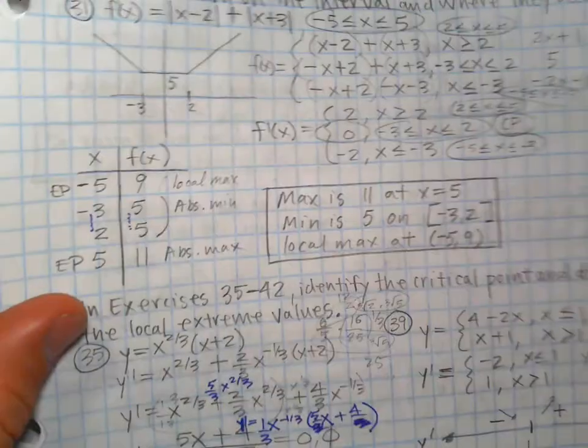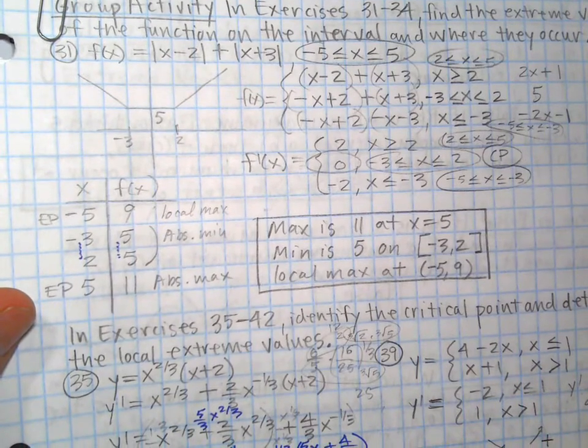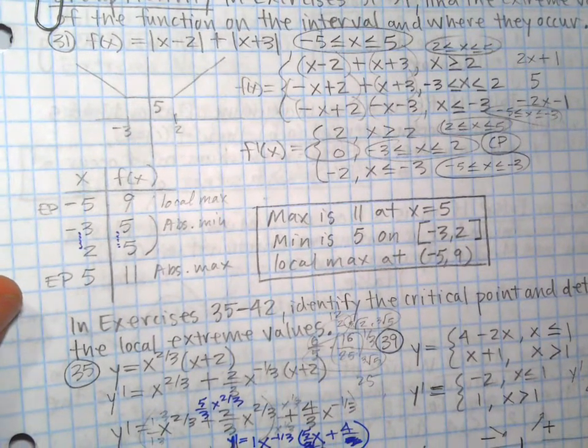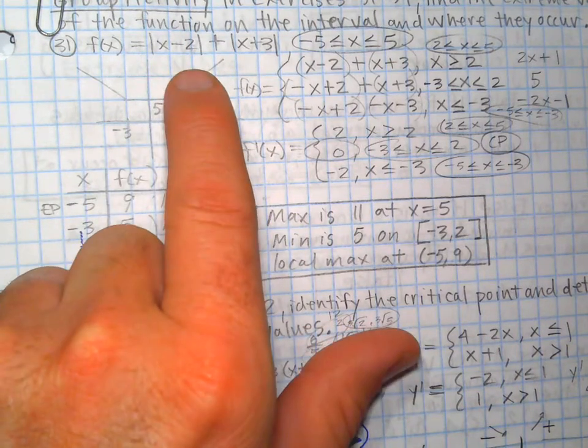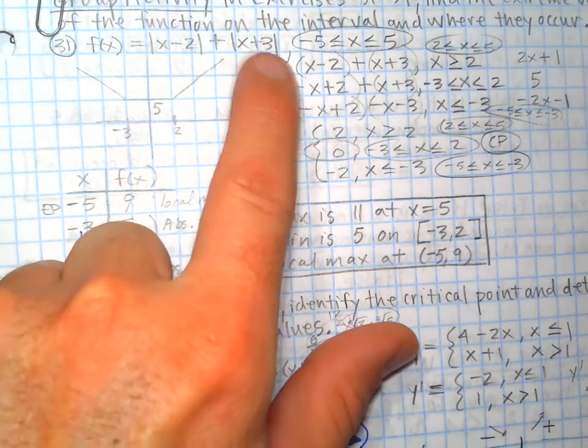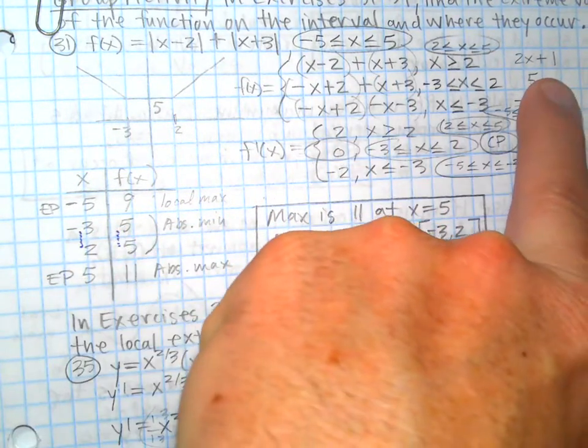And then 31. 31 is kind of funky. So you're trying to find the extreme values. It's a function with a bunch of absolute values. Now, one way to deal with absolute values is to rewrite them as piecewise functions. So when x is more than 2, then both of these are positive. You just drop the absolute values and it becomes this function right here.